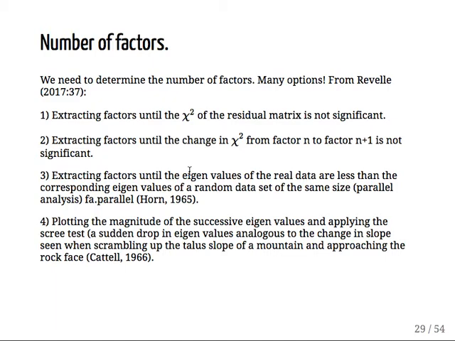So, unfortunately, you have choice overload. There are many, many different options in which people in the past have said, this is how we determine how many factors it is. This is just a list from Revelle, and you could extract factors until the chi-square of the residual matrix is not significant. You could extract factors until the change in chi-square from factor n to factor n plus 1 is not significant. You could extract until the eigenvalues in the real data are less than the corresponding eigenvalues of a random data set of the same size. You could plot the magnitude of the subsequent eigenvalues and apply a scree test to see if it's dropping down.